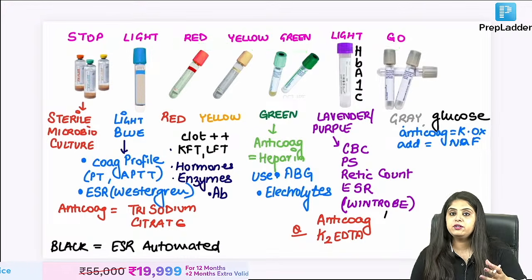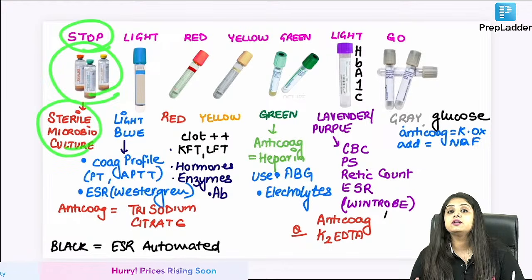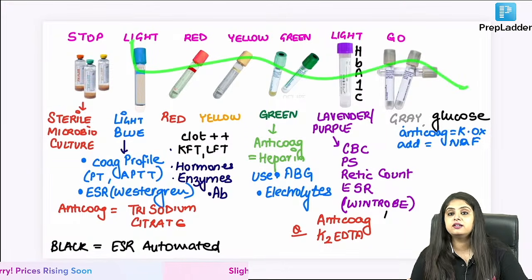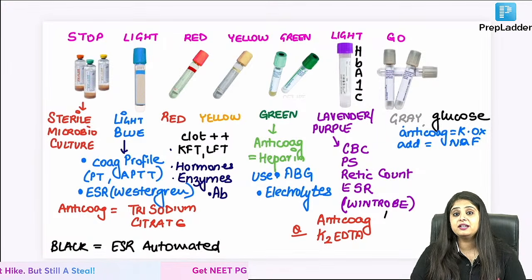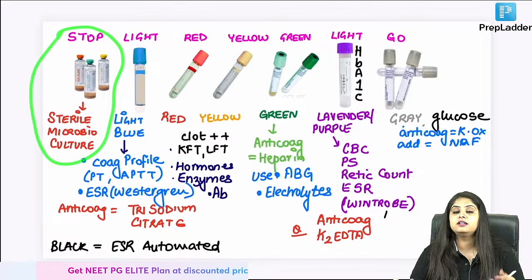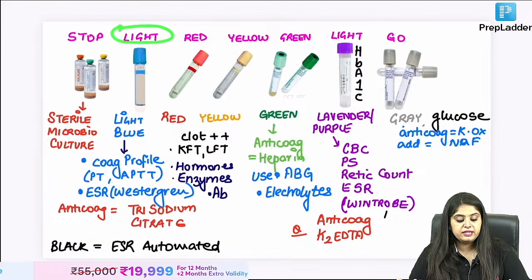So let's start. Whenever you collect blood from a patient, you are first going to put it in a sterile microbiology culture, not in any of these colored things. First, the blood has just been taken out. Before you expose it to the environment and contaminate it, send it to the microbiology lab. So first sterile. After that, you put it in light blue.